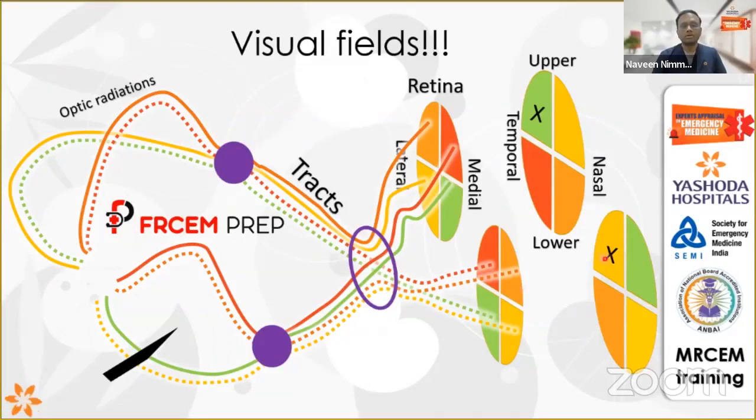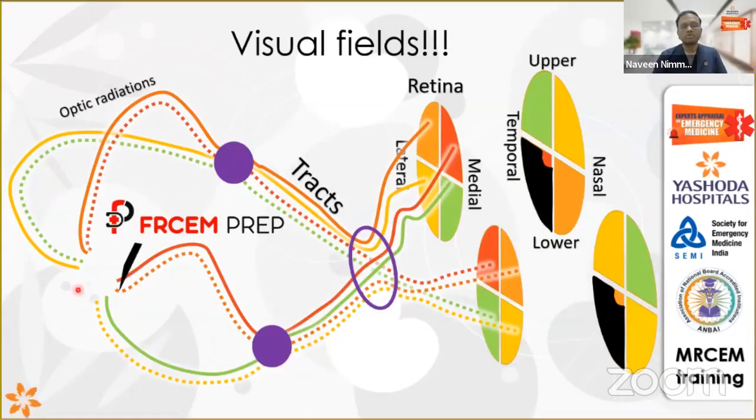We call this purple one the lateral geniculate body. You have two kinds of geniculate, medial and lateral. Lateral, L for light, so you can say it takes care of vision. Whereas medial is M for music, so it is for auditory. So the medial geniculate nucleus is for auditory, and the lateral geniculate nucleus is for vision.